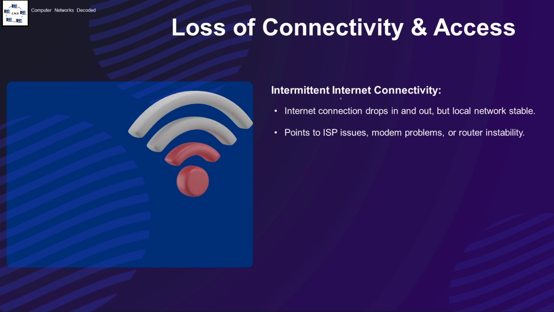Intermittent network or internet connectivity. The internet connection drops in and out, but the local network is stable, which points to issues with the ISP, modem problem, or router instability.